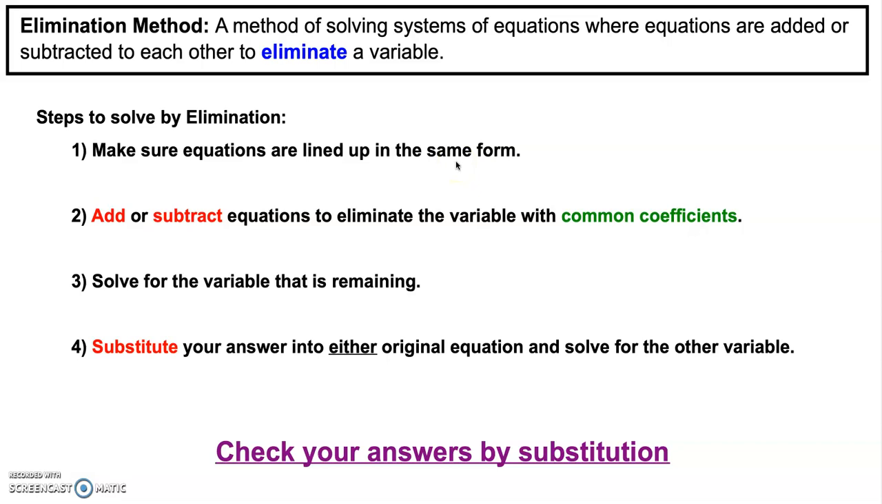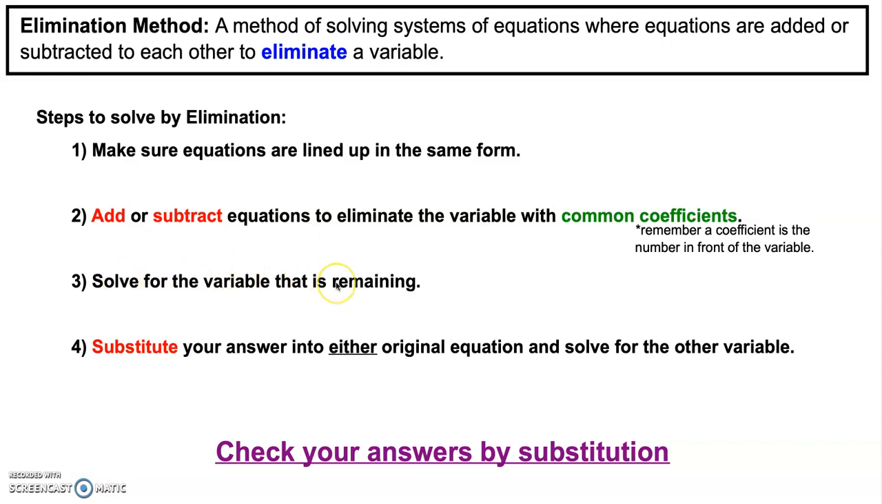The y has to be on top of the y, x has to be on top of the x term, and the constant has to be on top of the constant term. Step 2 is to add or subtract the equations to eliminate the variable with common coefficients. Remember, a coefficient is the number in front of a variable.